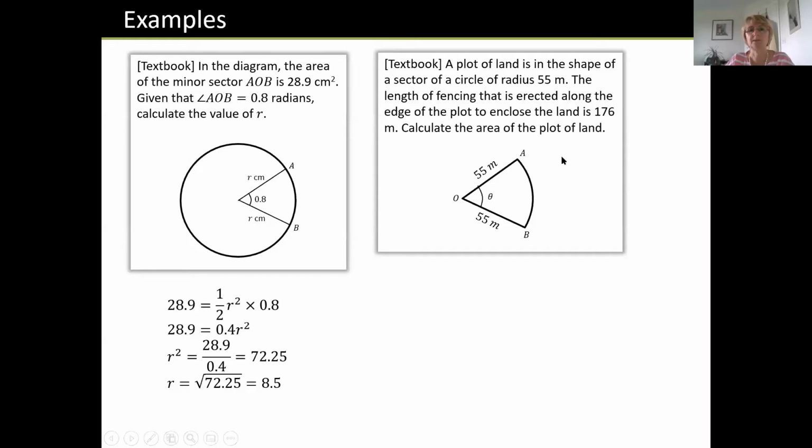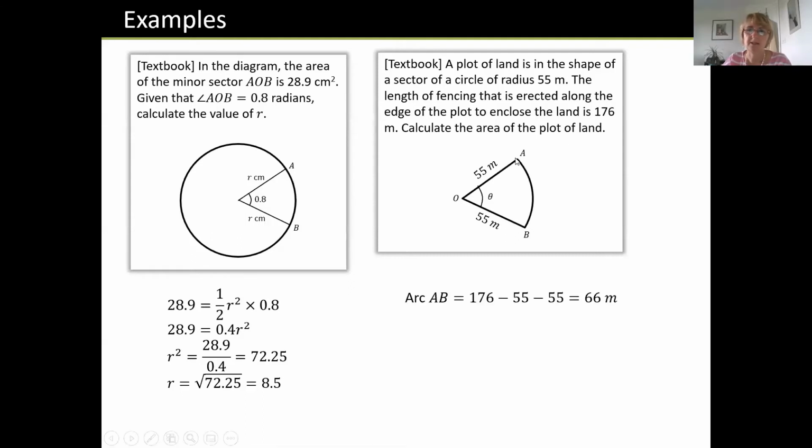Next example. A plot of land is in the shape of a sector of a circle of radius 55 metres. The length of fencing that is erected along the edge of the plot to enclose the whole land is 176 metres. So that's this, add the curved arc, add this. Calculate the area of the plot of land.